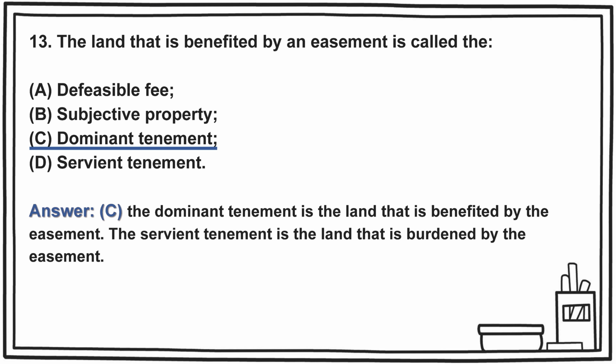Answer: C. The dominant tenement is the land that is benefited by the easement. The servient tenement is the land that is burdened by the easement.